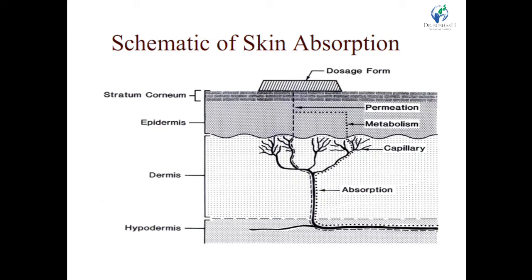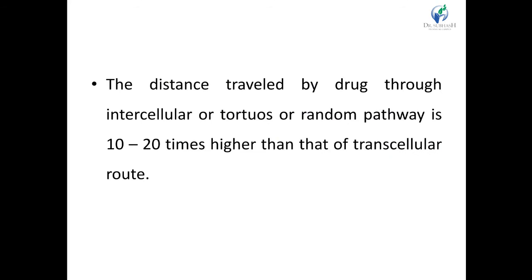In the dermis, up to the capillary, the absorption process takes place. The major challenge is that we have to cross the stratum corneum, a highly restricted part compared to the other layers. The distance traveled by the drug through the intercellular or intracellular pathway involves branching, bending, and tortuosity, and that pathway is around 10 to 20 times higher than the transcellular.